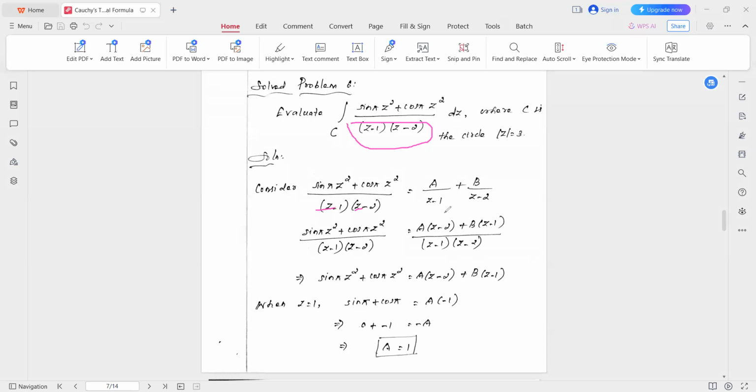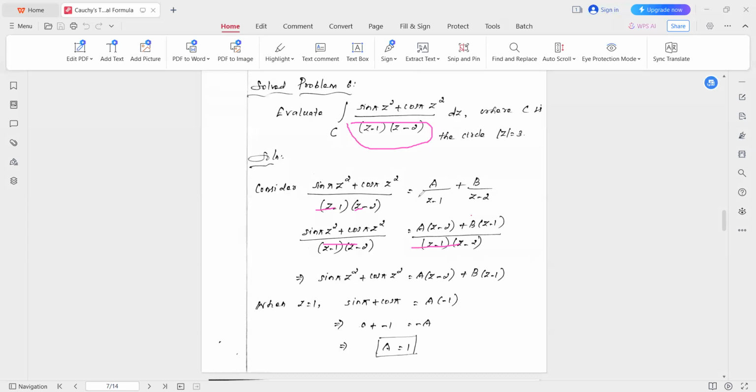Okay, so next we are taking the LCM. Therefore we get A(z − 2) + B(z − 1) divided by this. So the denominators will get cancelled. The remaining thing we got: sin πz² + cos πz² = A(z − 2) + B(z − 1). Okay, so our ultimate aim is to find the values of A and B.